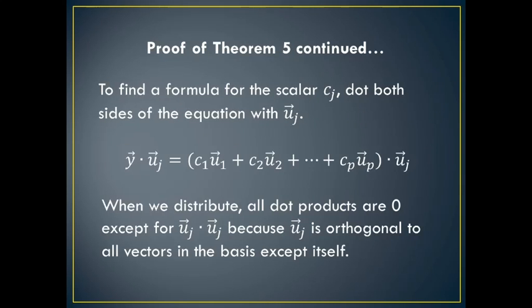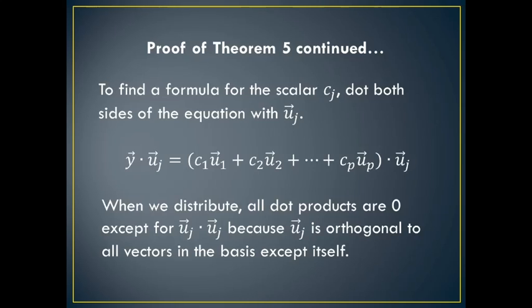Okay, to find a formula for the scalar c sub j, I'm going to dot both sides of the equation with the vector u sub j. Whatever I do to one side of the equation, I do to the other side, just like any linear equation. So I have y dot u sub j equals that whole linear combination dotted with u sub j.